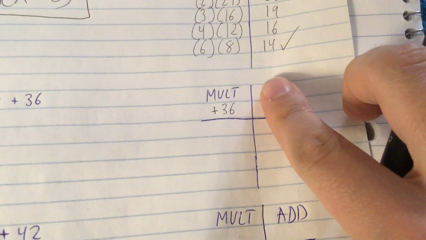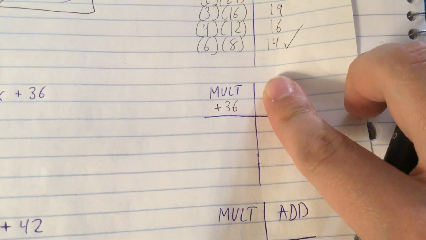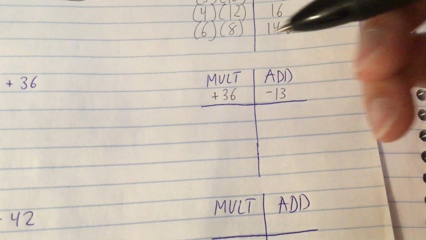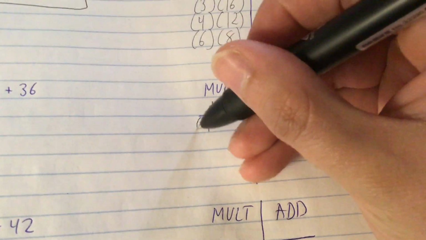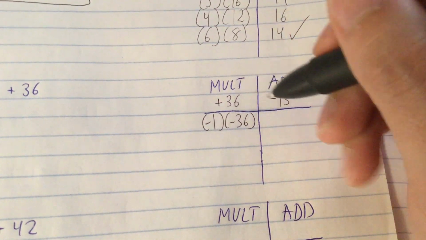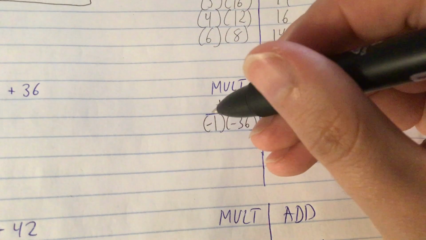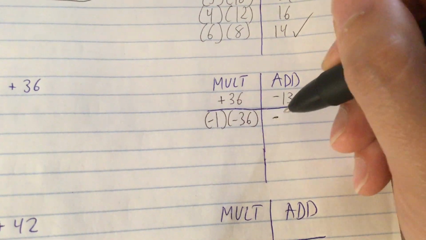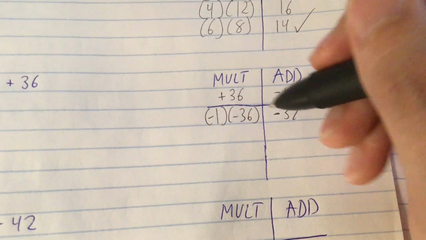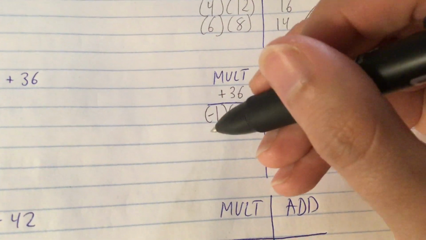So this combination needs to be either positive positive or negative negative. However, the added negative 13 tells me that it has to be negative negative. Negative 1, negative 36. Negative 1 times negative 36 is positive 36. Negative 1 plus negative 36 is negative 37. So we have to add them together, and that doesn't work.